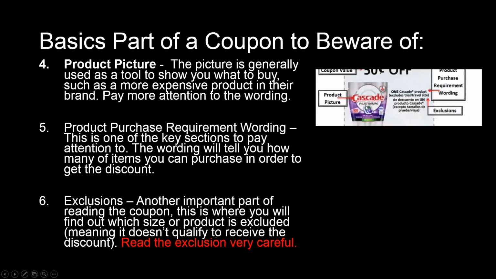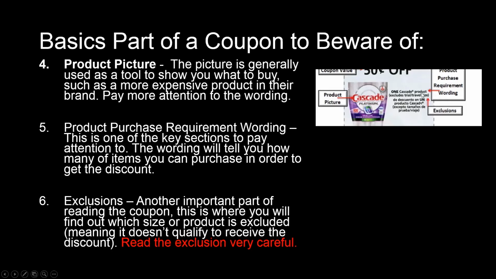Product picture. Sometimes the picture can be misleading, but the picture is generally used as a tool to show you what product to buy, such as a more expensive product in their brand. In order to keep from buying that expensive product, you would look for the product purchase requirement wording, which is here. It says 1 Cascade product.